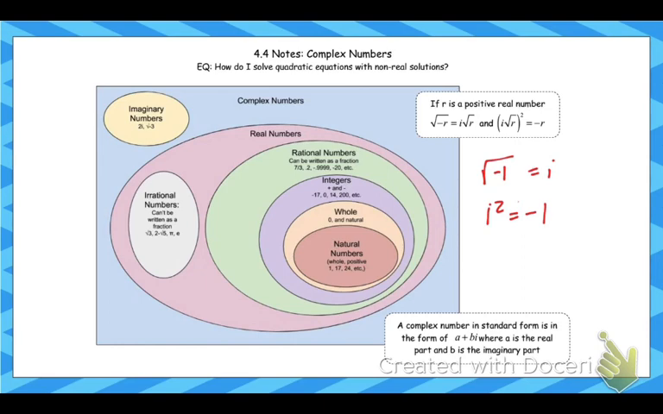Now, a complex number is really any of these number sets, but specifically the complex numbers we're going to talk about today will have an imaginary component. So standard form that we say for a complex number is in the form of a plus bi. a is the real part and b is the imaginary part. So something like 3 plus 5i, 3 is the real part, 5 is the imaginary component. So let's look at some examples.